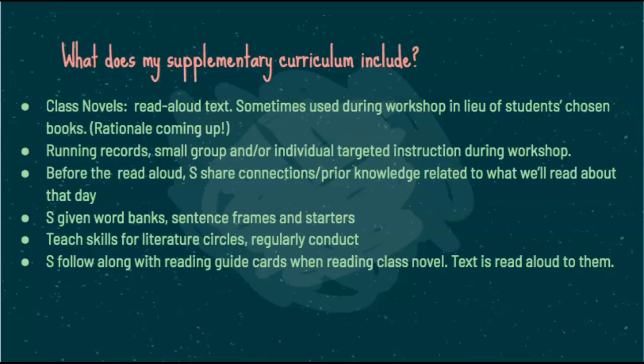Before the read alouds, I have my students share connections and activate prior knowledge related to what we're going to read about that day. That is not something that is consistent within the narrative unit in the 6th grade Lucy Calkins curriculum, but it's something that I choose to do on a daily basis. My students are given word banks, sentence frames, and sentence starters. They are taught skills for literature circles, which are regularly conducted throughout the unit. They follow along with reading guide cards when we are reading the class novels together. Again, the text is read aloud to them, and the rationale for that will come up later.